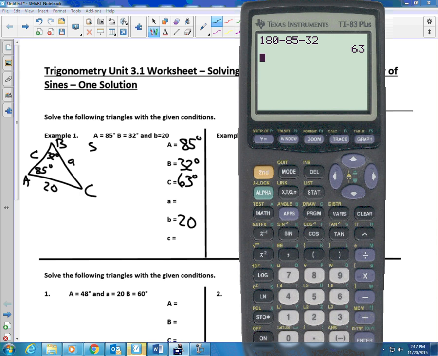Okay, so I'll do sine of 85 over A is equal to sine of 32 over 20. Why can't I choose to use the sine of 63? Yeah, because I don't know what C is. So we're going to cross multiply. A times the sine of 32 is equal to 20 times the sine of 85. And we divide both sides by the sine of 32.